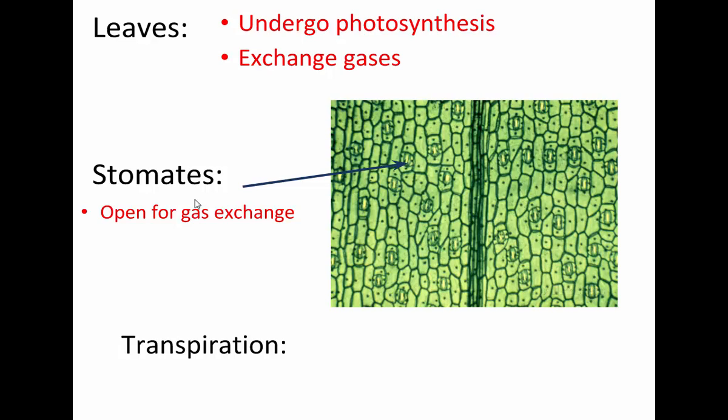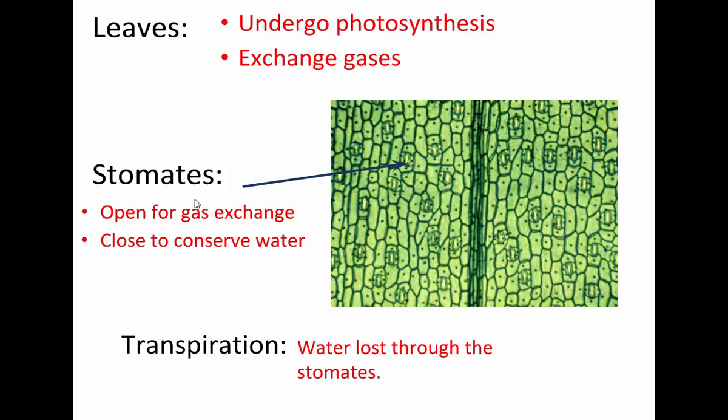They're surrounded by a couple cells called guard cells that can open and close. Because on hot, dry days, water can escape through these openings, and the plant can dry out pretty quickly. So when it's really hot and dry, these stomates will close down to prevent too much water from leaving the plant. That process of water coming out of those stomates is called transpiration.